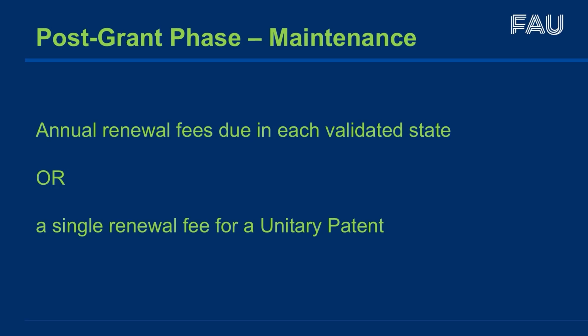For traditional European patents, renewal fees must be paid separately in each country where the patent has been validated. This means that year by year, the patentee has to decide in which countries the protection is still worthwhile. For unitary patents, by contrast, the system is much simpler. There is one single renewal fee, which keeps the patent in force in all participating member states at once. We will look at the unitary patent system in more detail in a separate video.